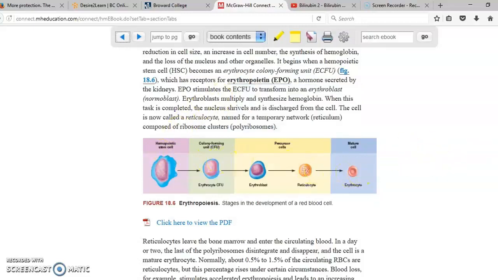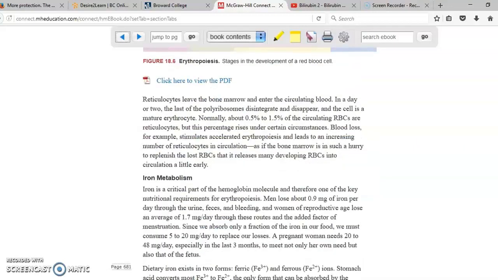Now, once you produce a red blood cell, for how long does it live? 120 days. After that, they become old, and usually they get trapped and destroyed in the spleen. What happens when you destroy the red blood cell? Then obviously what you're going to have is what is left inside the red blood cell, which is going to be the hemoglobin.